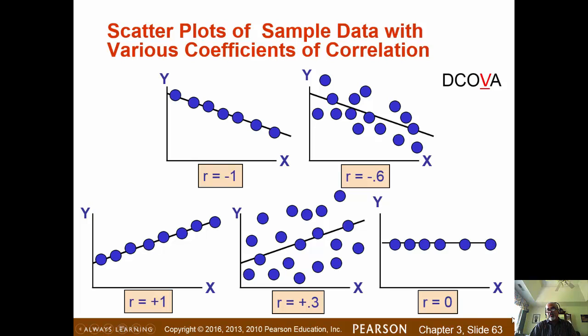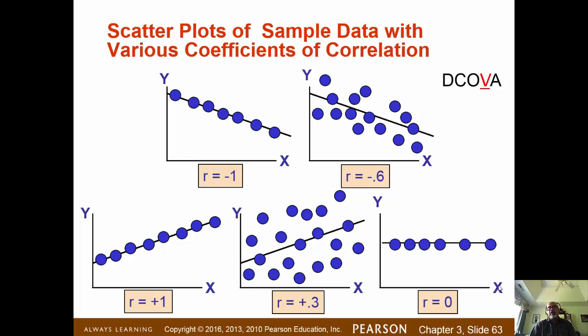Yet R is 0. Why? Because here the value of y doesn't change at all irrespective of x. X can be anything, it doesn't matter. So y is always the same number. So that means there is no relationship. X has absolutely no role to play in determining y, and that's the reason why R is 0, and that represents a zero slope line.